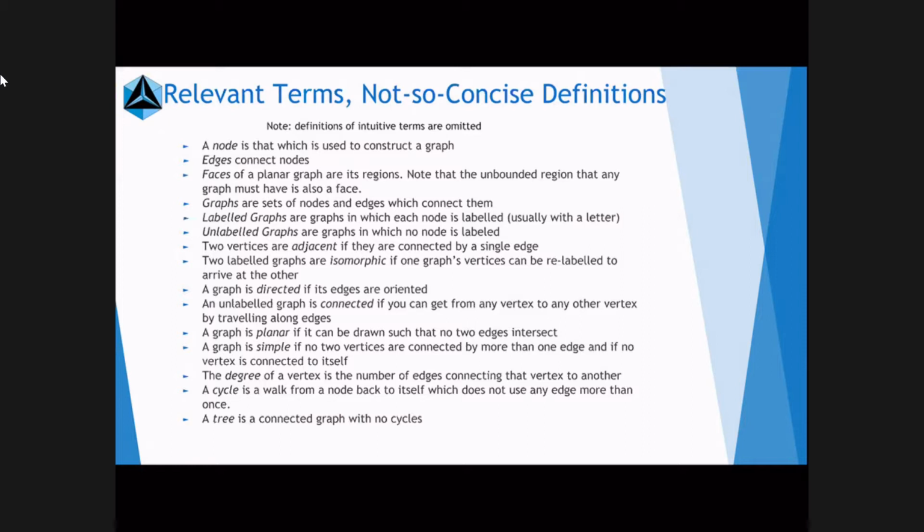Most of these other terms I won't read out because you can read them, but of note, we'll mostly be looking at undirected graphs, which are graphs such that the edges do not have a direction. And we'll be looking at the degrees of vertices. So check that definition. And at the very end, we'll check out some trees, which are just graphs with no cycles.